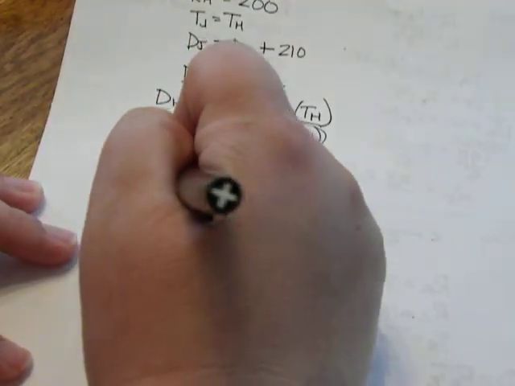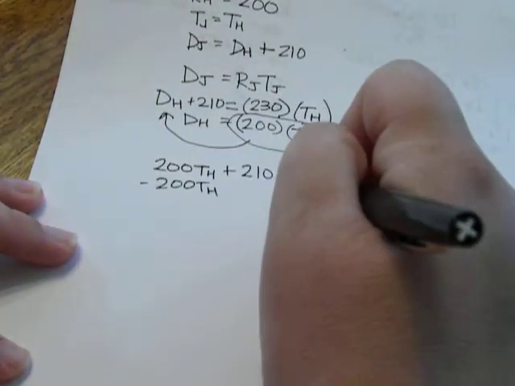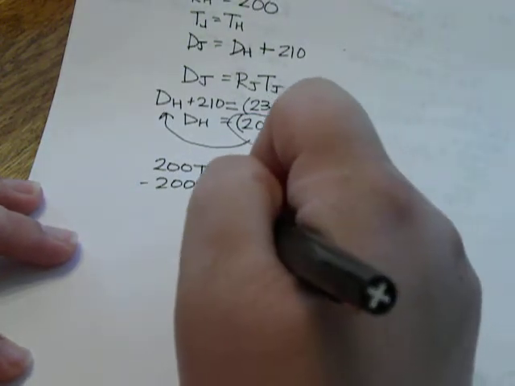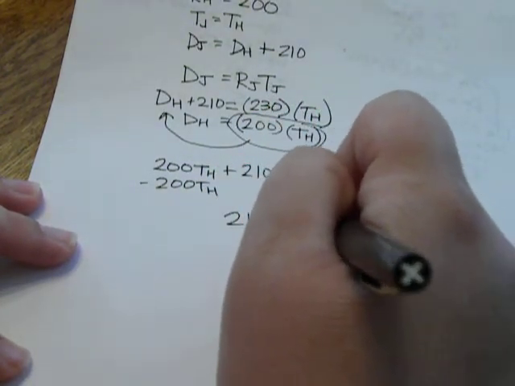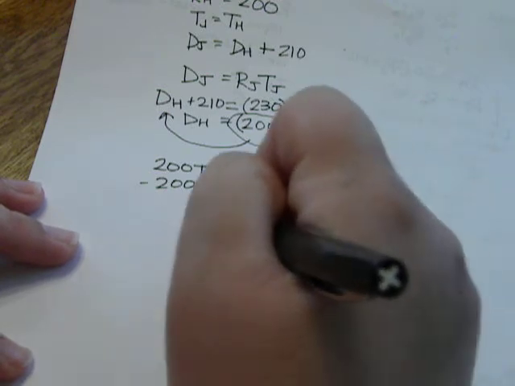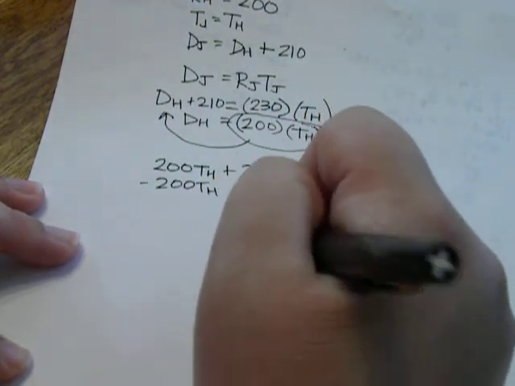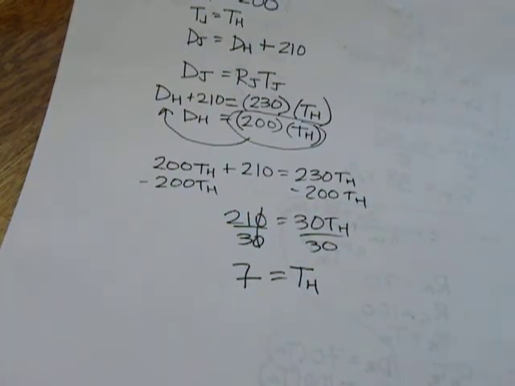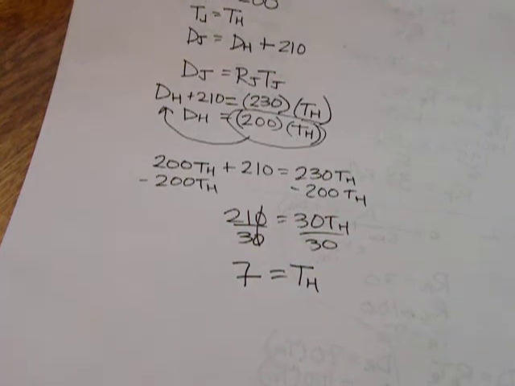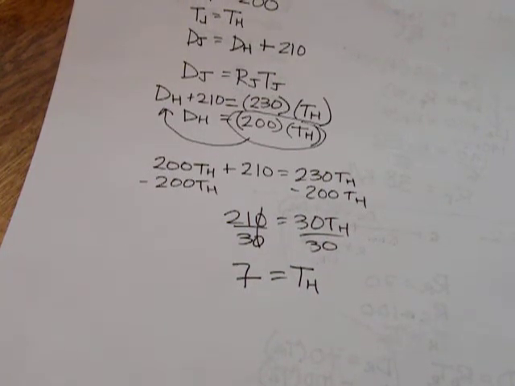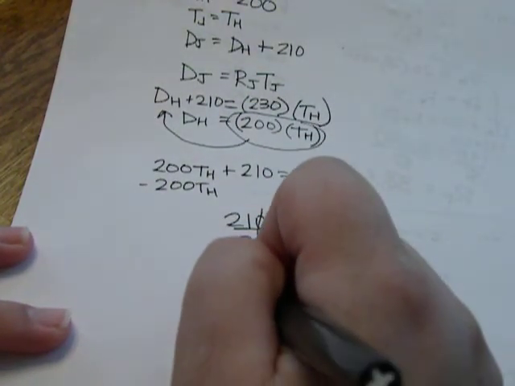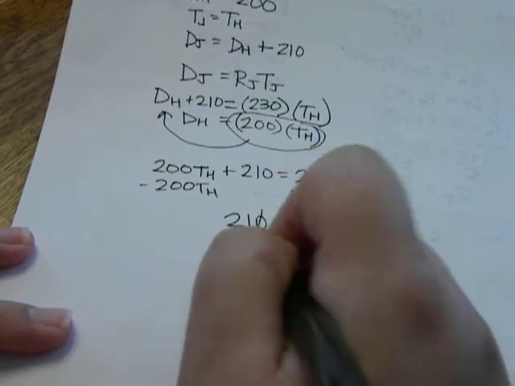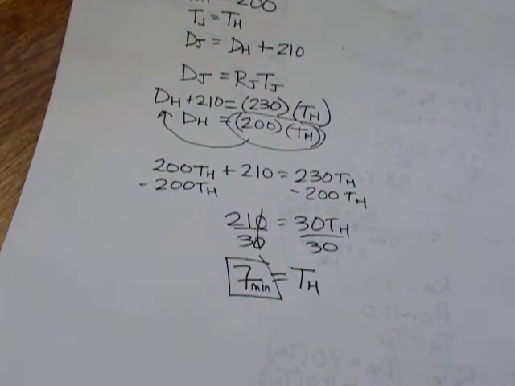Subtract 200 T sub H. You get 210 equals 30 T sub H. Divide by 30. And you get 7 equals T sub H. So the time of Harry is 7 minutes. And it was asking how many minutes will Janet be a full lap ahead, and the answer is 7 minutes. Okay.